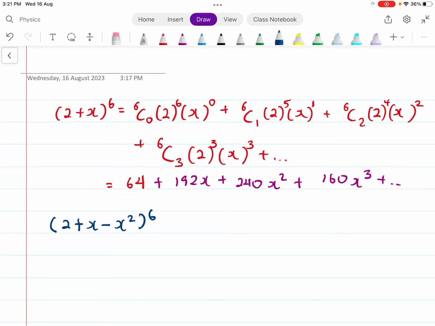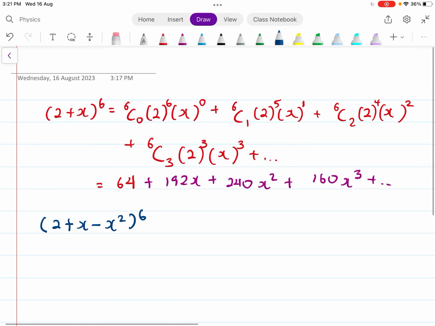Alright, so let's go through the second part. For the first part, we are asked to find the first four terms, right? So of course, I expanded for the first four terms. I'll get 64 plus 192x plus 240x squared plus 160x cubed plus dot dot dot. For the plus dot dot dot, we must write it because of the presentation.